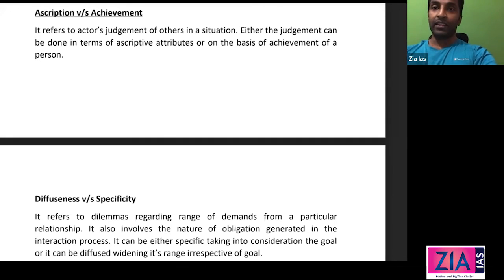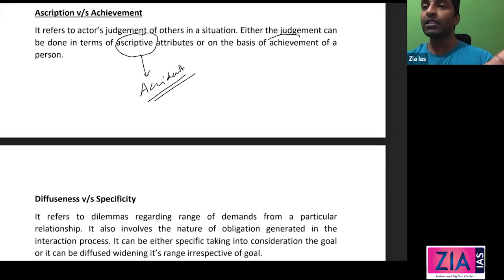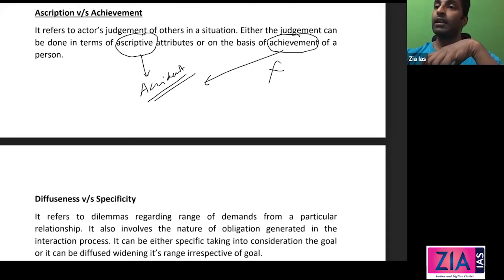Ascription versus achievement. It refers to actors' judgment of others in a situation. Either the judgment can be done in terms of ascriptive attributes or on the basis of achievement of a person. That accident example which I have given to you guys already, right? In a traditional society, which is based on ascriptive attributes, you are ready to help that person. But in a modern society, which is based on achievement, your achievement is important. You helping this person means you are gone. So your motivation is important here. So achievement oriented society is more of a modern society, ascriptive society is traditional society.